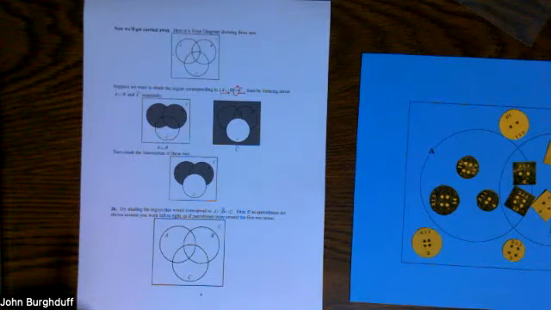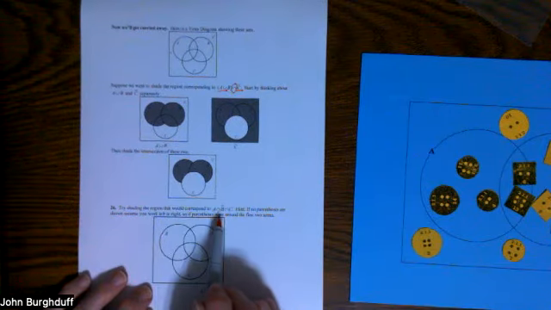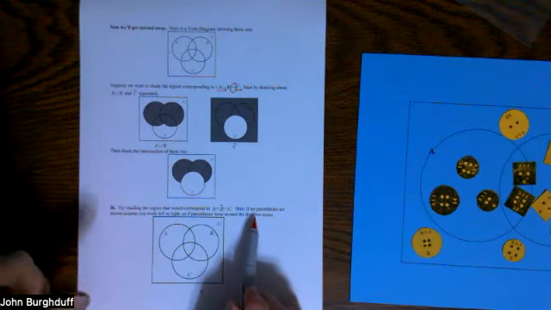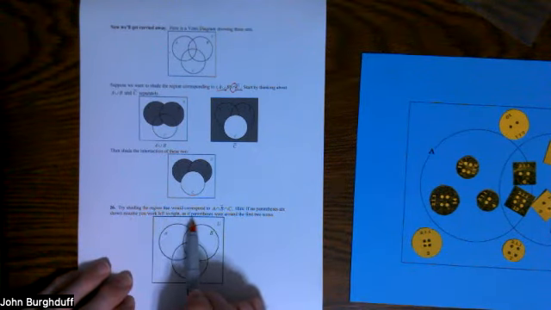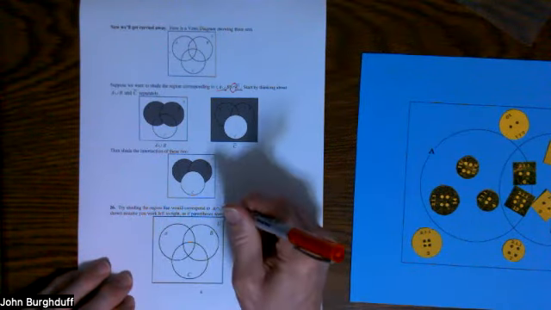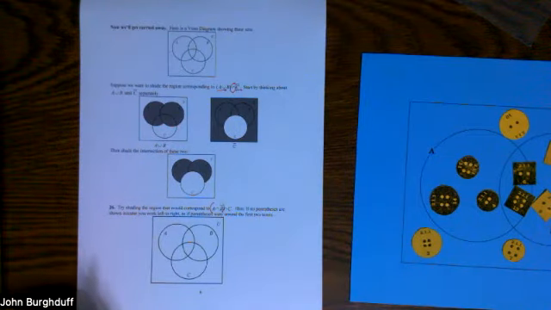I wonder if we can try this on our own. Let's see what we can do. So let's see if we can shade the region corresponding to A intersection B complement intersection C. Hint, if no parentheses are shown, assume that you work left to right, as if the parentheses were around the first two terms. Let's just do that.